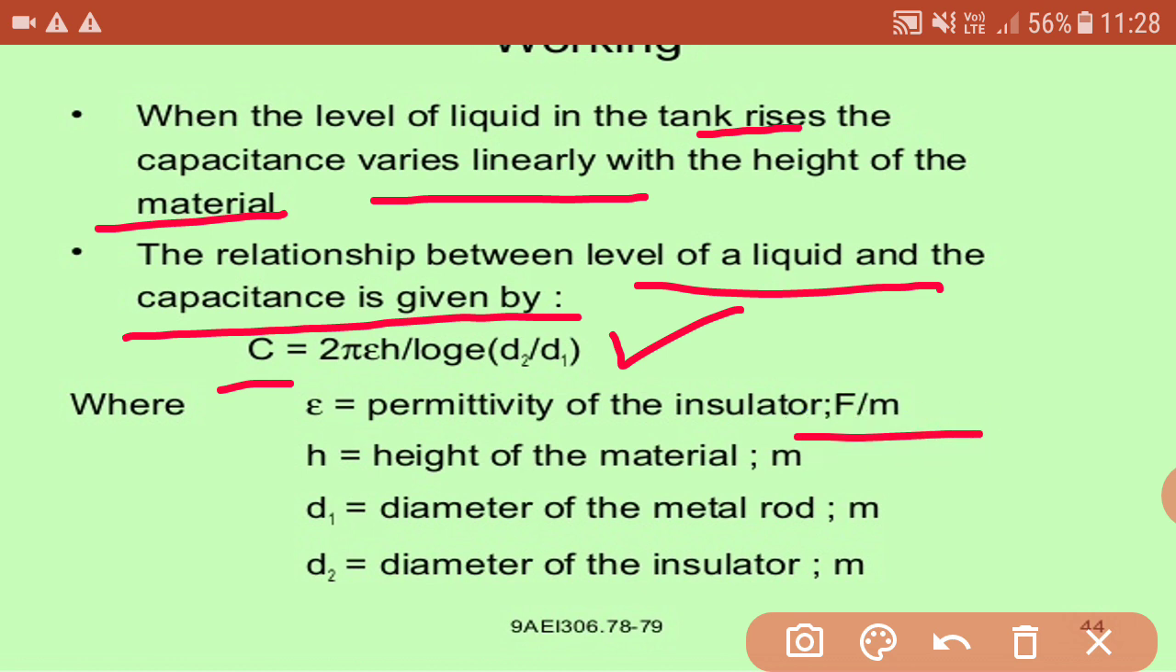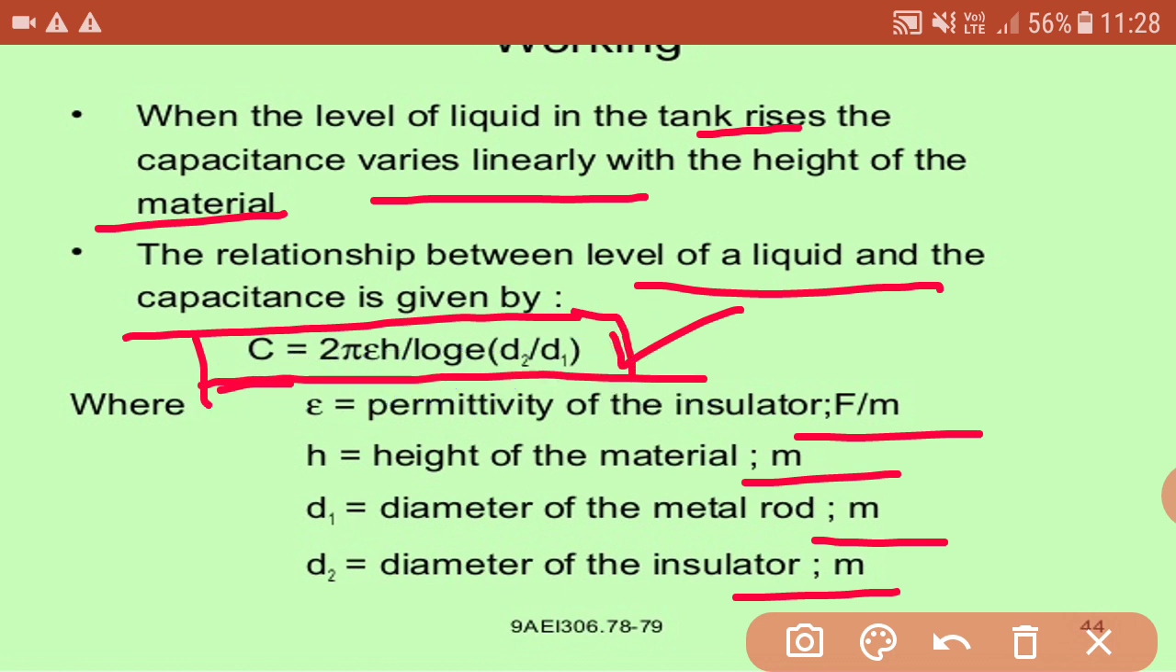Then h is the height of the material in meter, d1 is the diameter of the metal rod in meter, and d2 is the diameter of the insulator in meter. So from this equation we can find the capacitance.